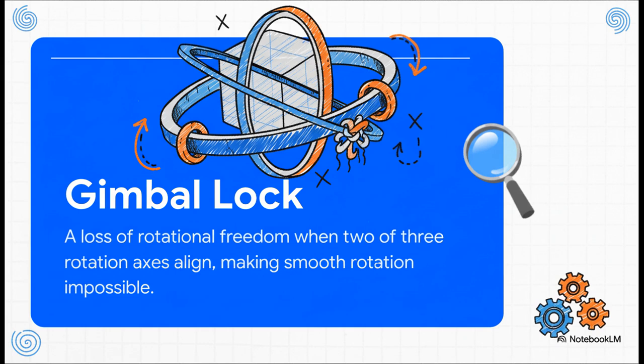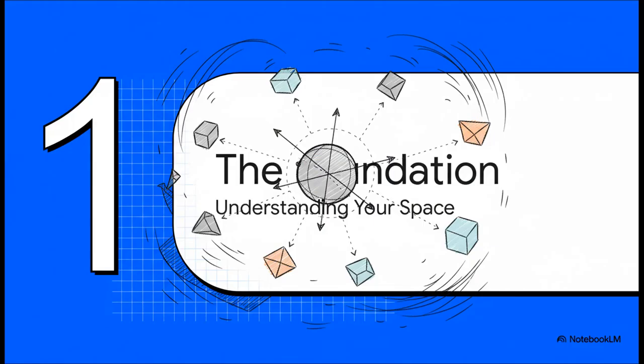You know how we usually think about rotation with x, y, and z values? Those are called Euler angles. Well, sometimes two of those axes can line up perfectly, and when they do, you basically lose a dimension of movement. Your object gets stuck, and there's no way to get that smooth, predictable rotation you're looking for. It's the absolute enemy. But before we can actually defeat gimbal lock, we gotta understand the world we're working in.